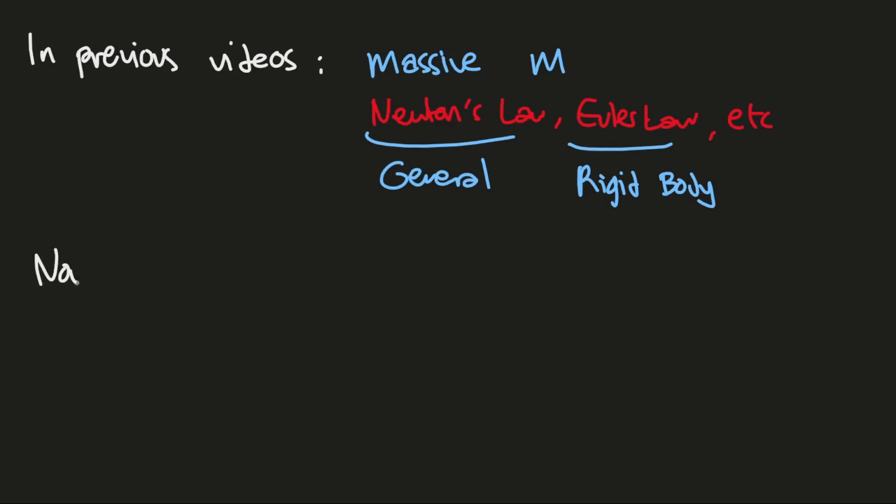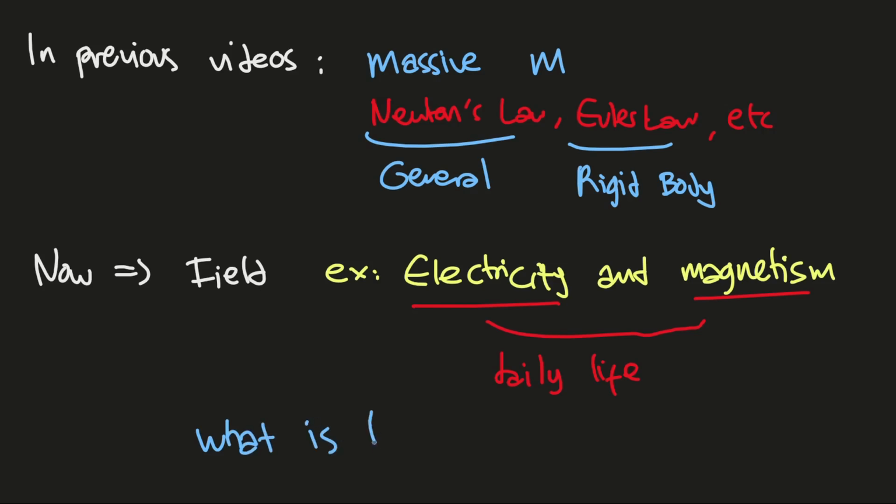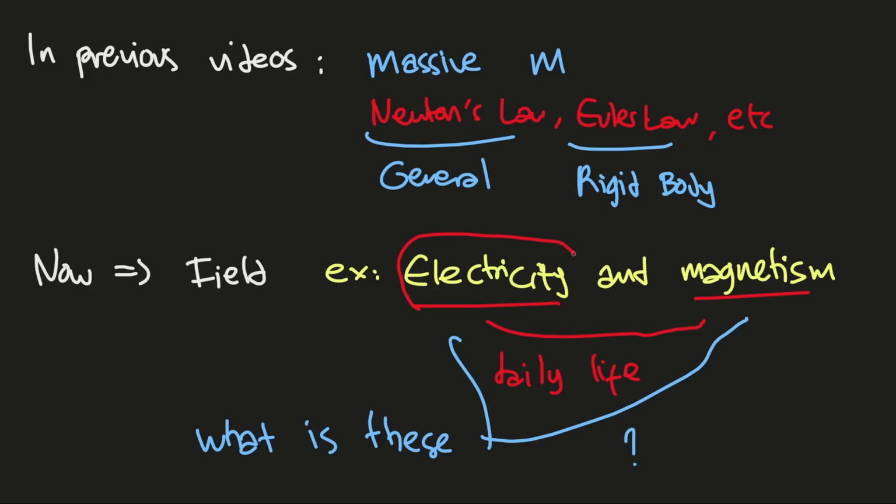And now we have defined a new thing we call a field, which differs in its mathematical algebraic definition. For example, we have electricity and magnetism phenomena in our daily life. Now, what are these two? In this video, we only discuss electricity first.